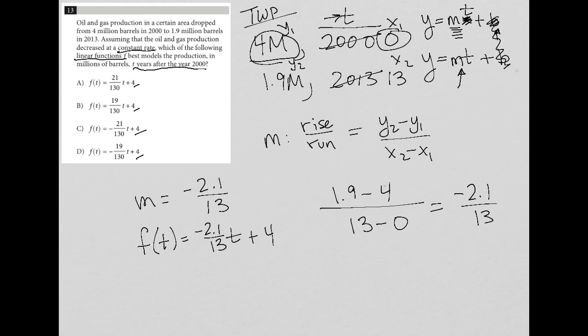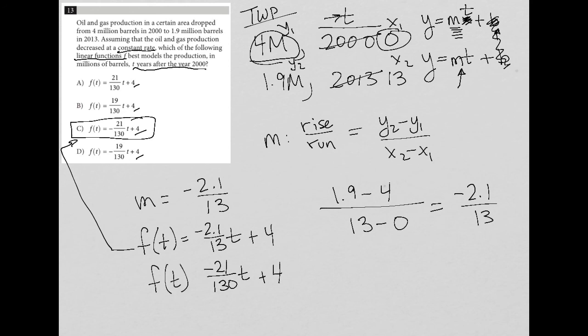So I don't see that answer on here, but I do see something that looks very close to it, which is choice C. So what happened? All they did between what I have and choice C is they multiplied top and bottom by 10 to not have a decimal, right? So negative 2.1 times 10 is negative 21. 13 times 10 is 130. And because you're multiplying both the numerator and the denominator by 10, that's perfectly fine. It doesn't change the value of the equation. So that's our final answer, choice C.